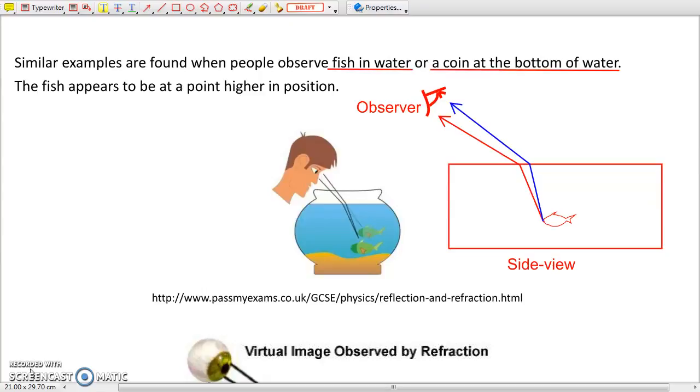Then draw the virtual rays by producing the refracted rays backward. So the observer receives the refracted rays, and he will believe the rays come from here, which is the image of the fish. And now you can see the image is higher in position. It is shallower.